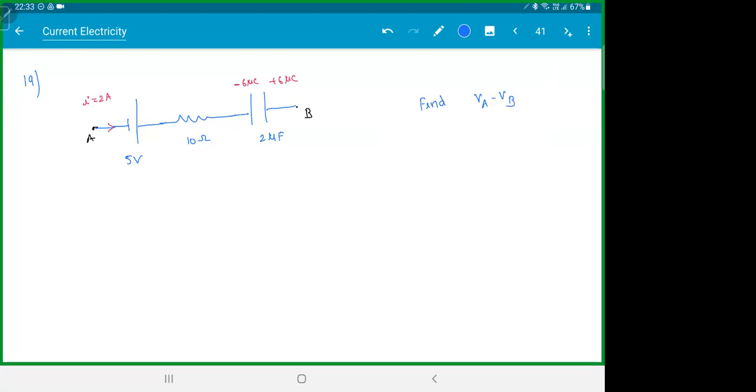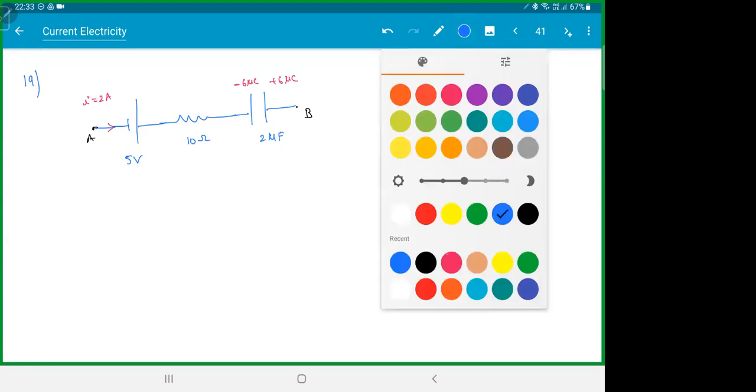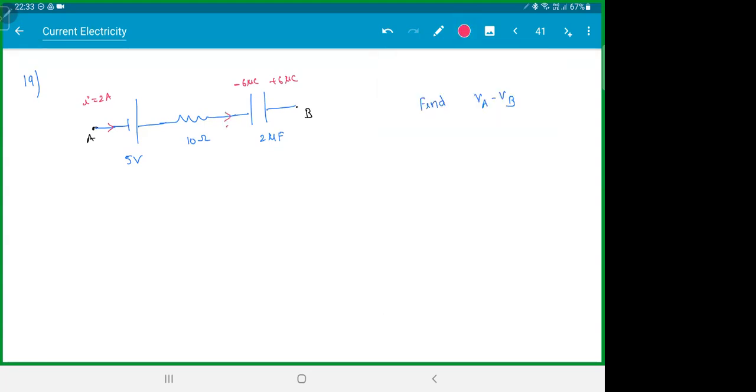So it's a part of a circuit. I didn't draw the whole circuit. You have one battery, one resistor, and one capacitor. The capacitor's left plate is negative, the right plate is positive. Current is flowing 2 amperes from left to right. Find the potential difference between A and B. This is how they can combine both of them.